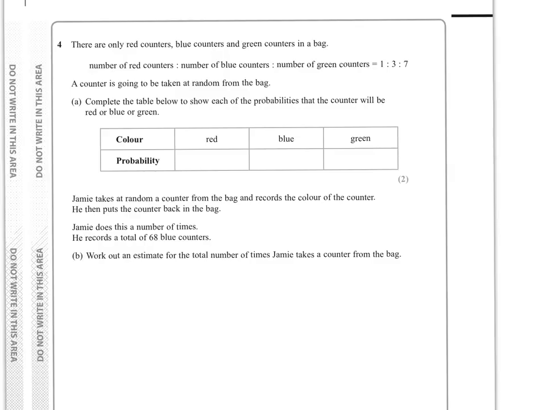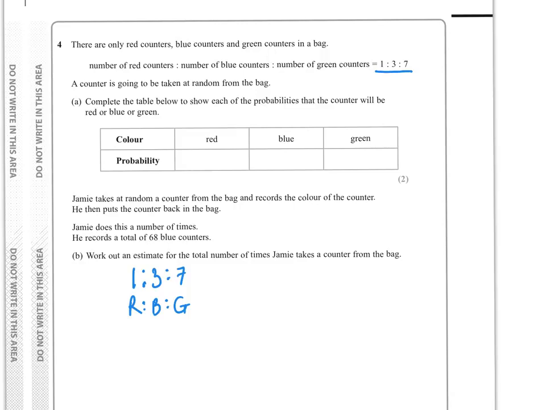Question 4. There are only red counters, blue and green counters in a bag. The number of red counters to blue to green is in the ratio 1 to 3 to 7. So there's red, blue and green. So how many red ones are there? What would be the probability of red?